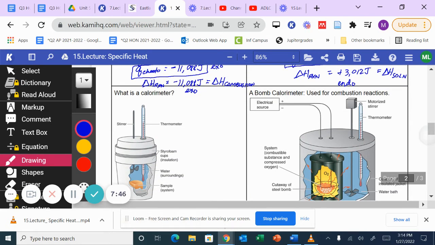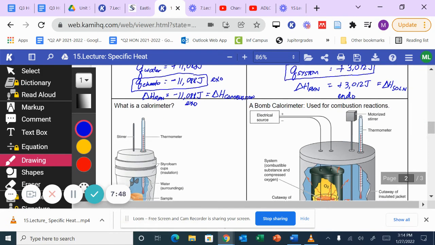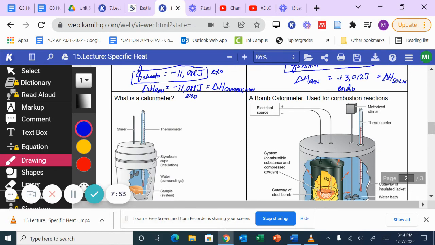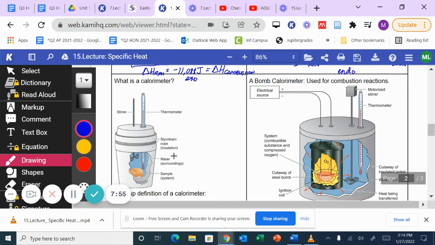So next, let's talk about how we actually measure these. What you did in your Cheeto lab is called calorimetry. Calorie is a unit of energy, and meter is to measure. The way we measure that is we use a cup. This is called a coffee cup calorimeter.